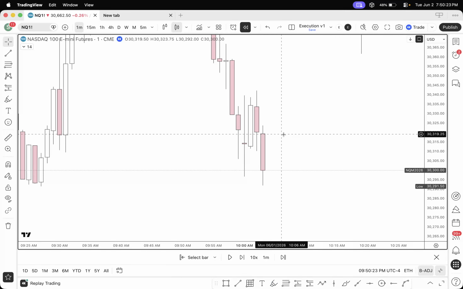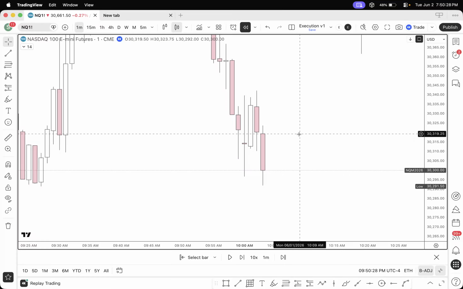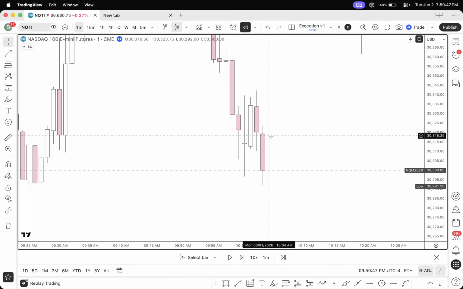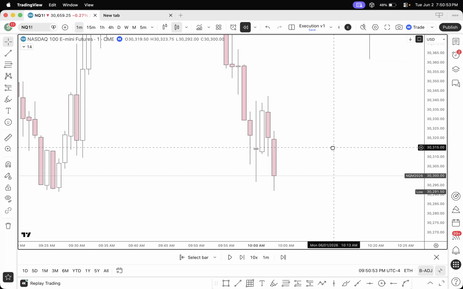Started here. So this is open, right? Just pay attention to this price right here, that black thing that's moving, right? So right here it's 30319, okay? And then it closes at 30300, right? So that means there's like a $19 decrease right here. Price went lower by $19.